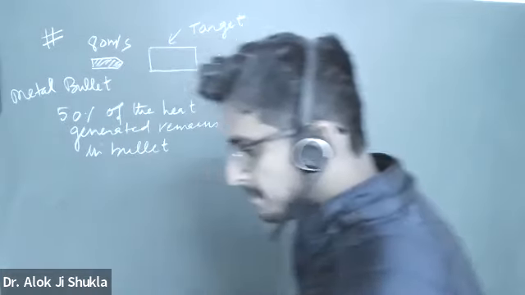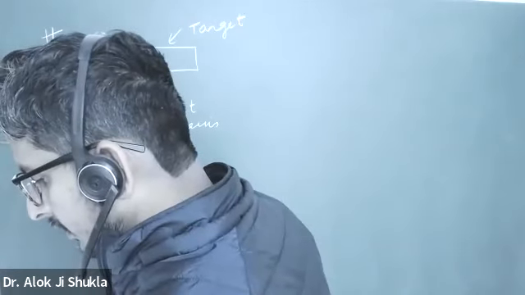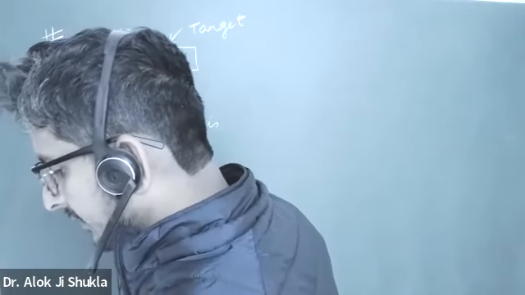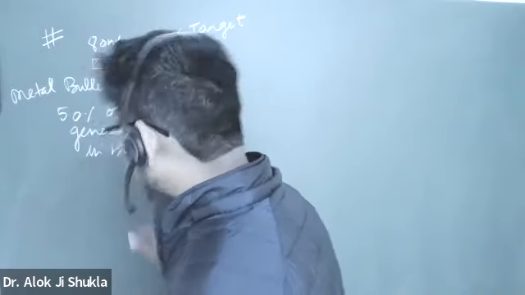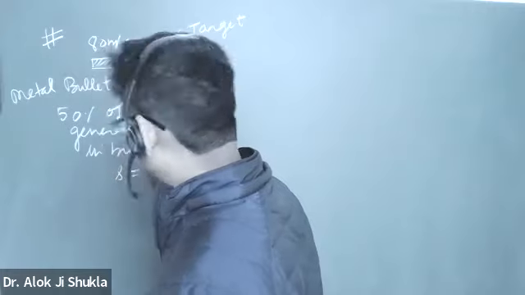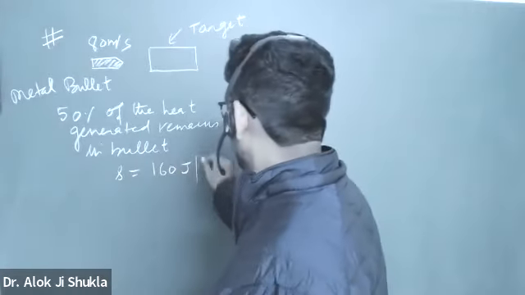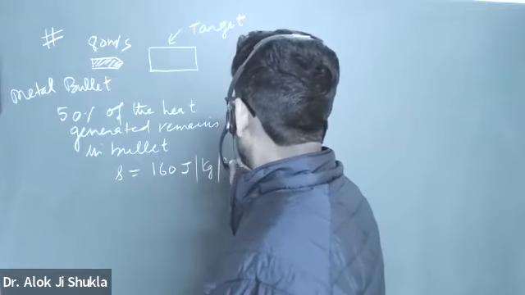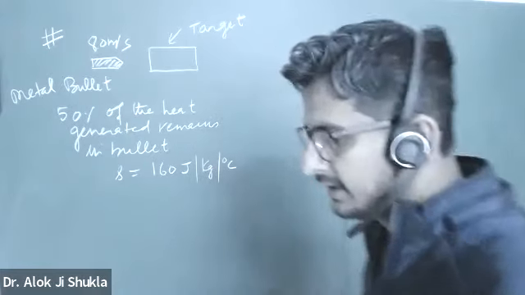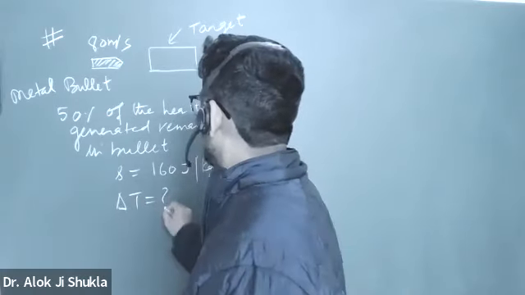And what is the increase in temperature? So it is given that the specific heat of the bullet is 160 joule per kg per degree Celsius. That is the specific heat given. And they are asking how much the temperature will change.